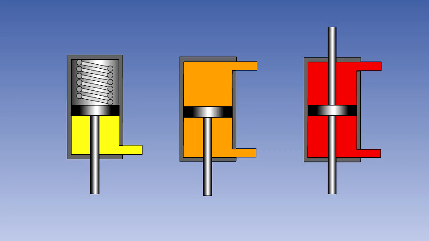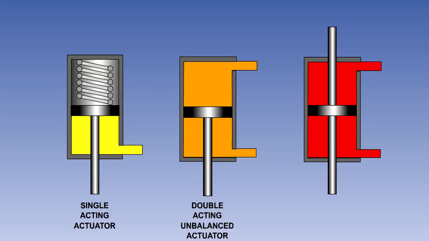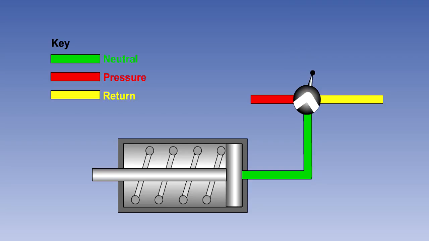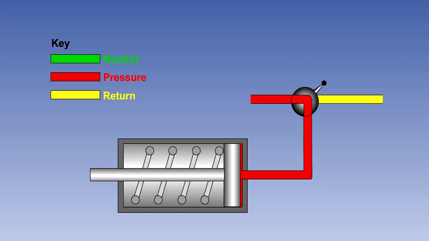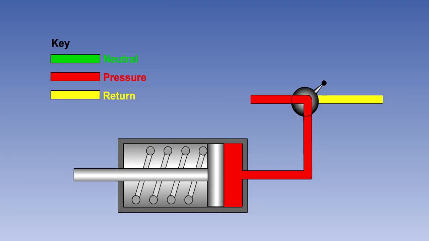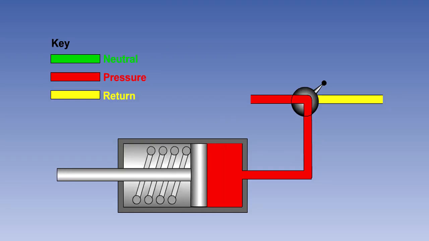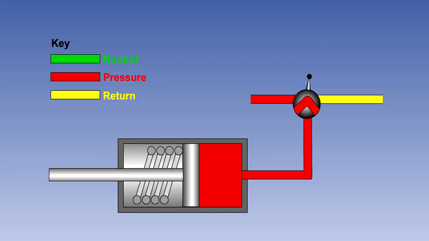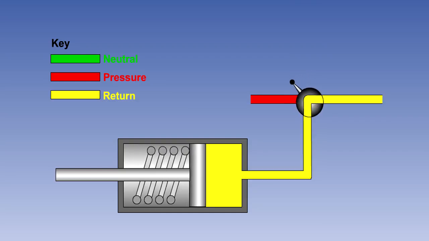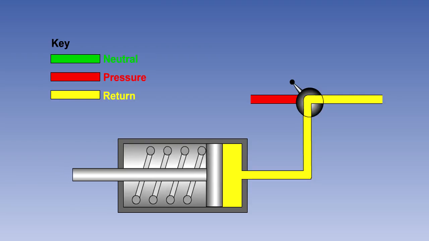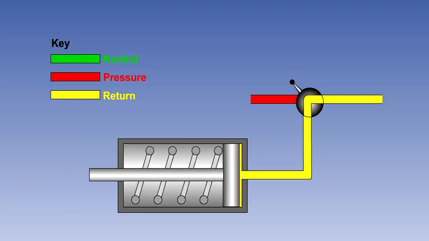Three types of actuator are used for different purposes in an aircraft system. They are single-acting, double-acting unbalanced, and double-acting balanced. A single-acting actuator is one that is hydraulically operated in one direction only. The force to move it in the other direction is provided by a spring. This type of actuator is normally used as a locking device, the lock being engaged by spring pressure and released by hydraulic pressure. A typical application would be a landing gear-up lock.